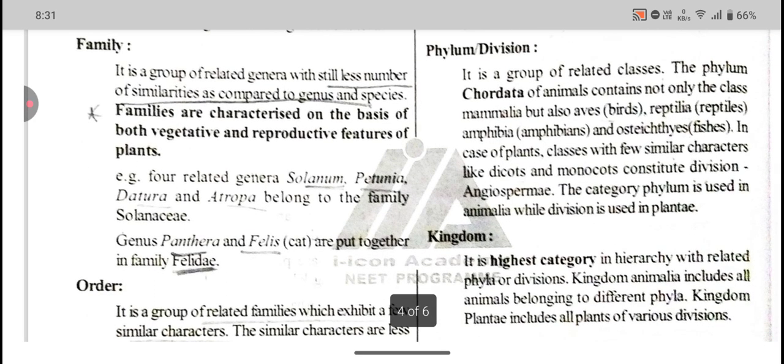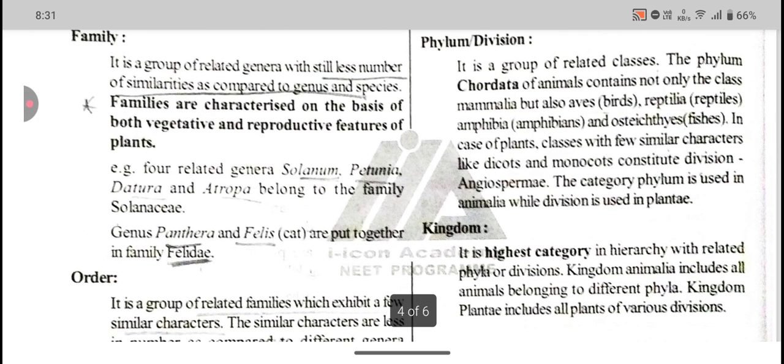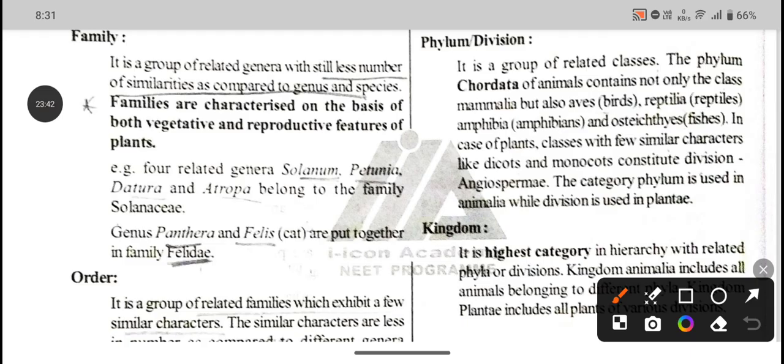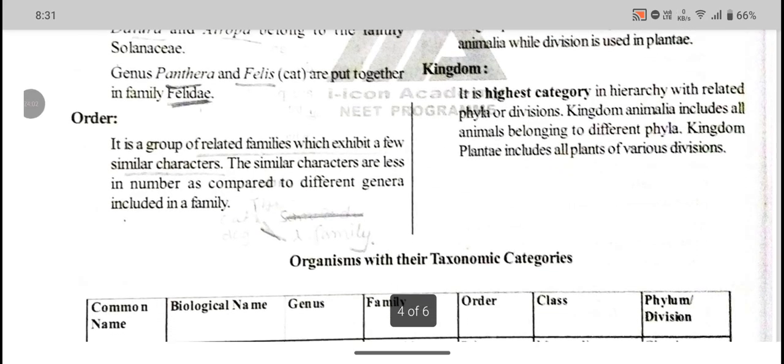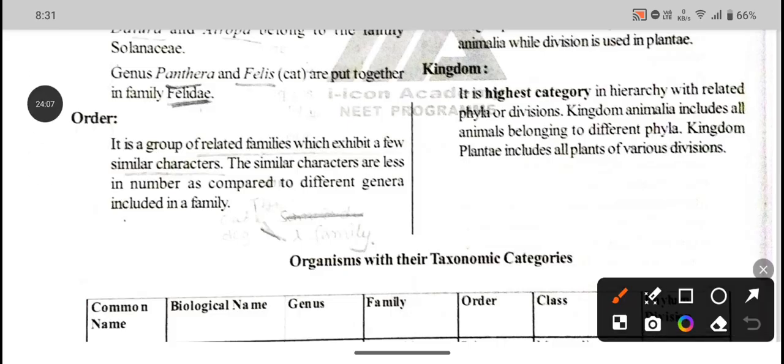So phylum is a group of related classes, and the phylum Chordata of animals contains not only the class Mammalia but also Aves, reptiles, amphibians, and fishes, which represent the related classes. And kingdom is the highest category in the hierarchy with all the related phyla or divisions. So kingdom Animalia includes all animals belonging to different phyla, and we have two kinds of kingdom, Plantae and Animalia, representing the different categories of plants and animals.